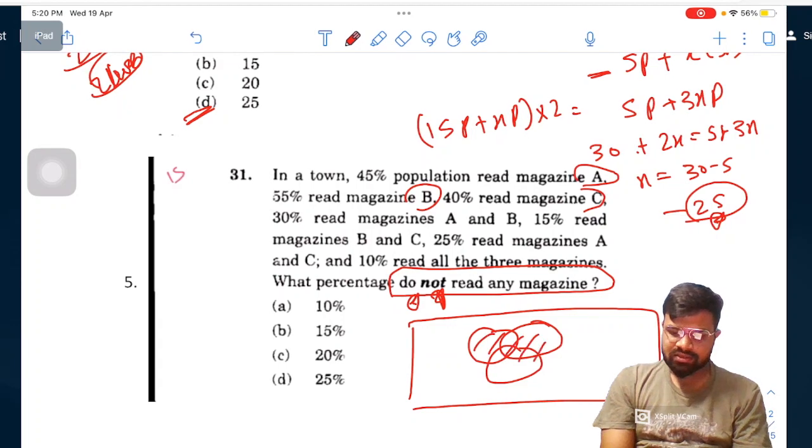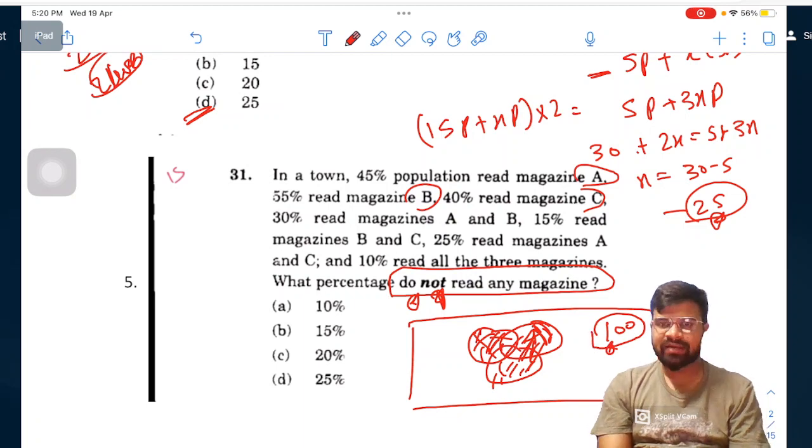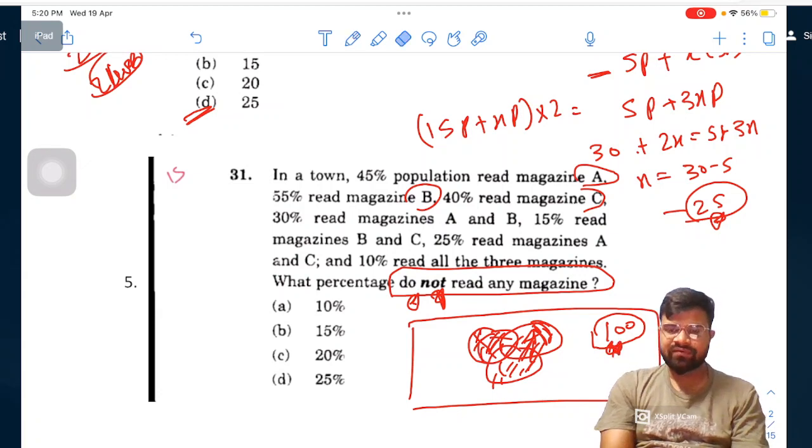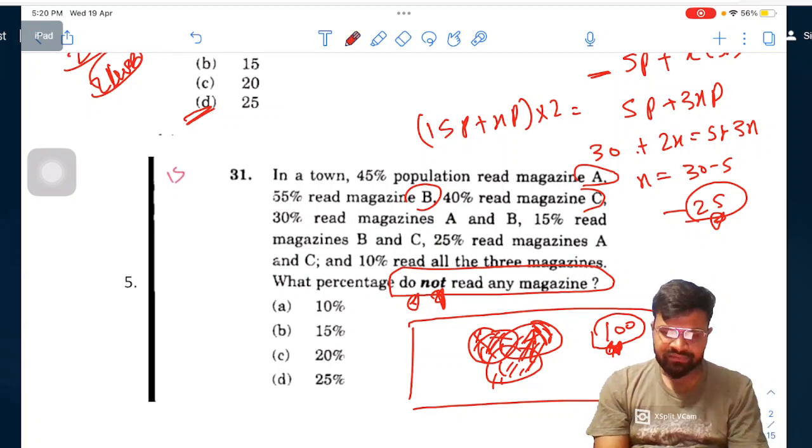We'll find the union of this, like those who are reading any magazine. We'll find this number. Let 100 be the total number, and we will subtract this number from it to find the people who do not read any magazine. There is no other way of finding this. We'll find this number based on the data given, and when you subtract, we'll find the people who do not read any magazine. These things we will deal with more when we read set theory.